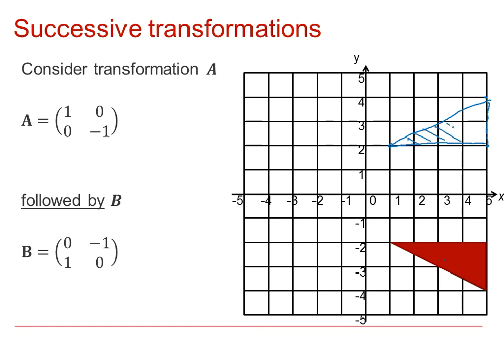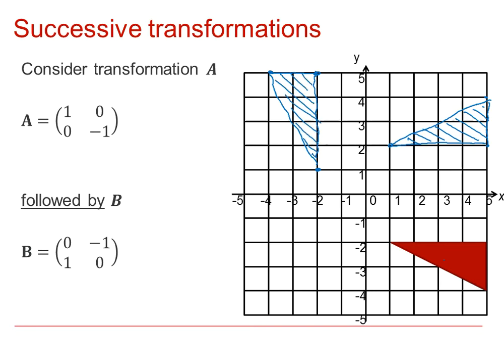So that's the application of matrix A, followed by matrix B. So this is 0 1 minus 1 0, which is a 90 degree anti-clockwise rotation. So my image this time, after a 90 degree anti-clockwise rotation, would end up there, there, and there. So the final image would look something like that.